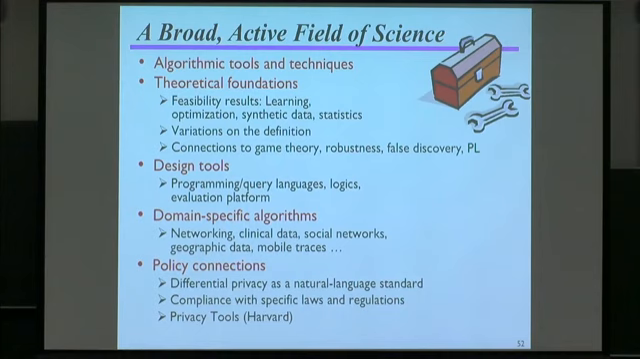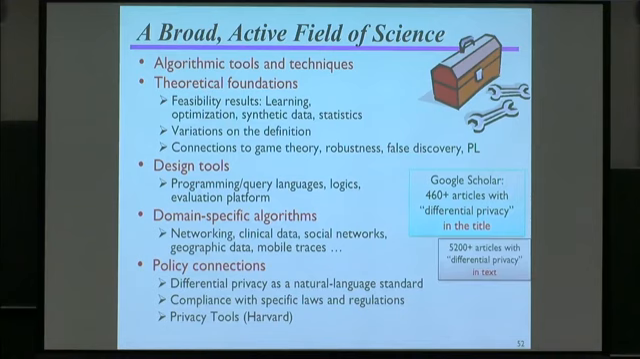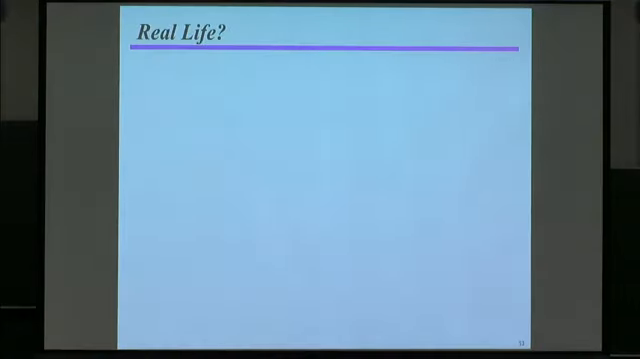And I don't know if these statistics are meaningful, but I did a quick search on Google Scholar. There are something like 460 articles in Google Scholar with differential privacy in the title. So it certainly received a fair amount of attention. And then if you include the full text, then well into the thousands.